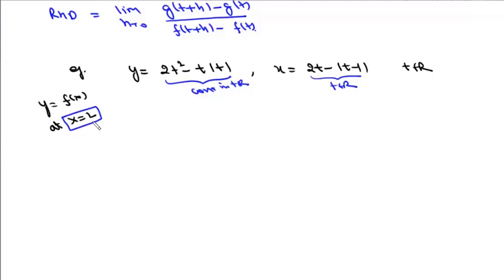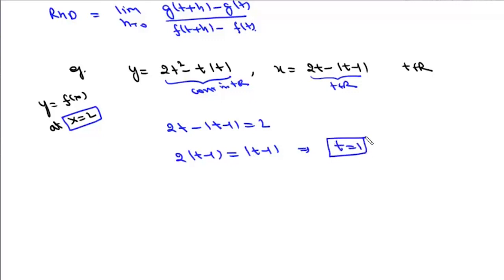Now in order to check differentiability at x equal to 2, first we'll find the value of t. So if we put x as 2, we'll write 2t minus mod of t minus 1 is equal to 2, or we can write 2t minus 1 is equal to mod of t minus 1. Now if t is unequal to 1, we'll get 2 equals 1 or minus 1, which is not true. So from here, the only solution we'll get is t equals 1. So we have to check differentiability of this function when the value of t is 1. Now first we'll check its left hand derivative.